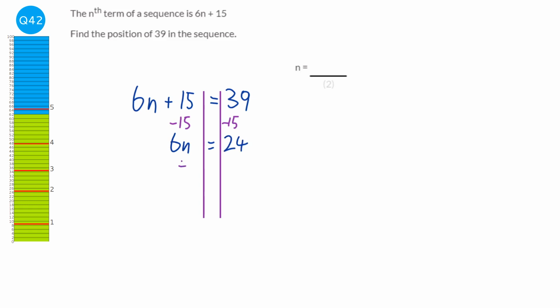Then we're going to divide 6 both sides. And so we get n equals 4. So 39 is the 4th term in the sequence. And you could write it out. You could put n equals 1, n equals 2, n equals 3, and just keep going till you get to 39. Or we can do the method we've just done, which is solving it.